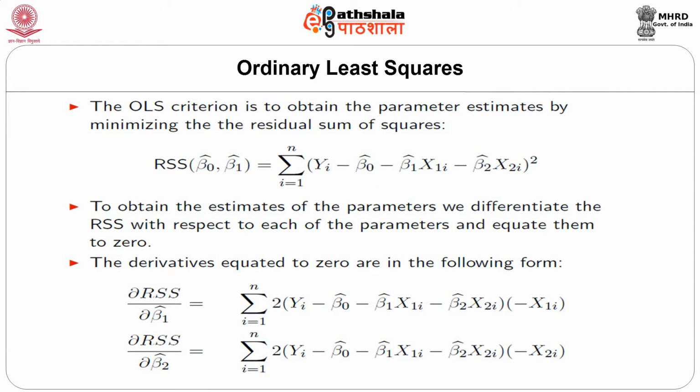To obtain the estimates of the parameters, we differentiate the residual sum of square with respect to each of the unknown parameters and equate them to 0. These equations are called score equations, and we obtain our parameter estimates solving these equations. Here on this slide, I have presented the derivatives of the residual sum of square with respect to the two parameters beta 1 and beta 2. We have ignored the intercept parameter, but it can be obtained in the same method, but since we are only interested in demonstrating how to obtain the estimates, we have focused on the two more important coefficients of regression in this model.